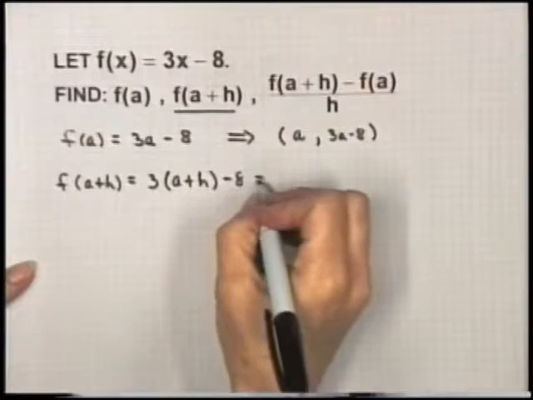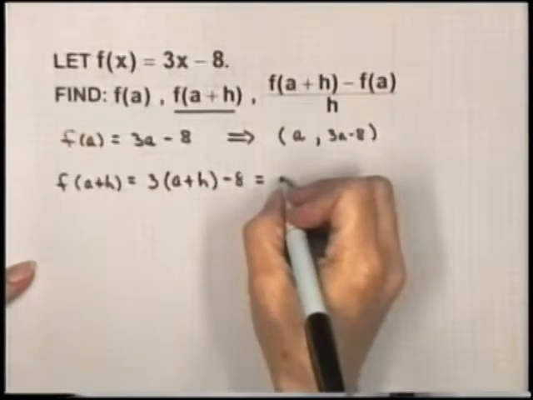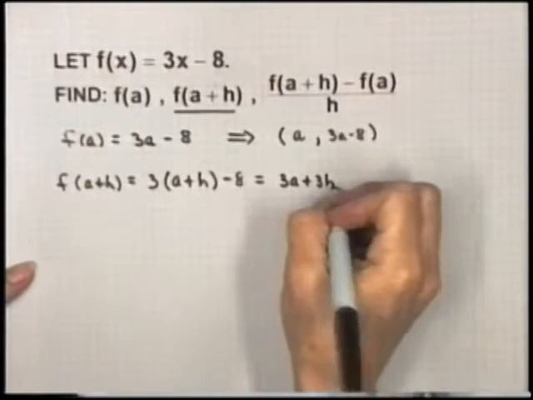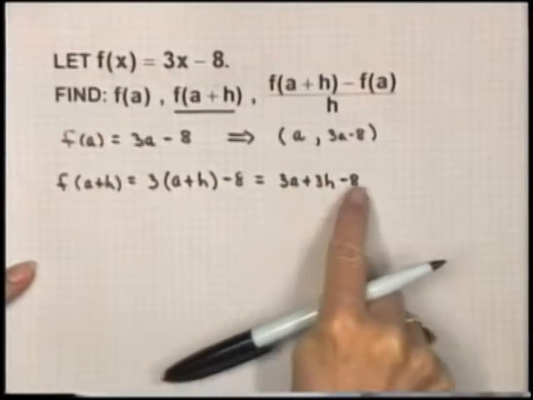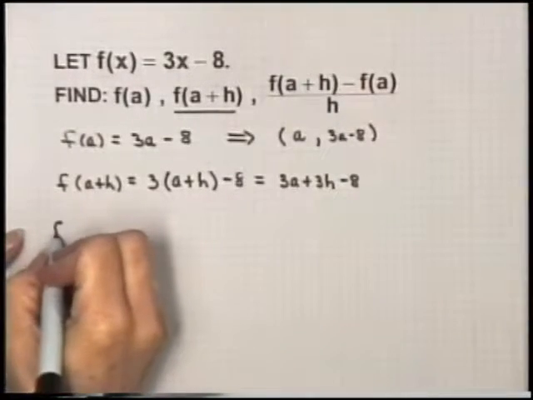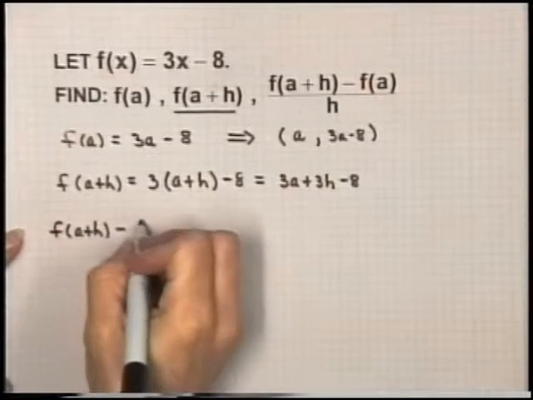Now on this one, I may do some simplifying. I may distribute by 3 across this parenthesis, 3a plus 3h, and then subtract 8. None of these terms will combine with each other. So at this point, we do have this simplified. Now, this last problem looks really complicated. We just want to do this in steps.